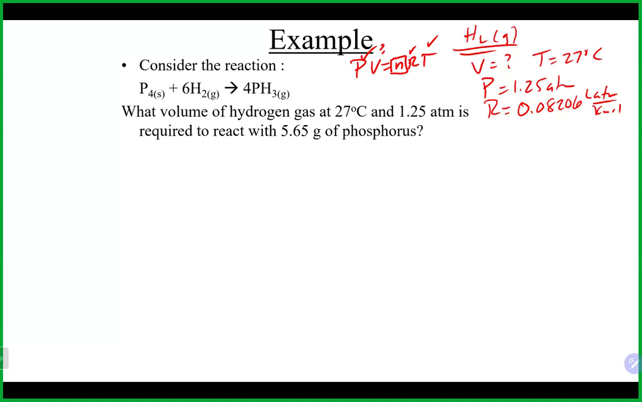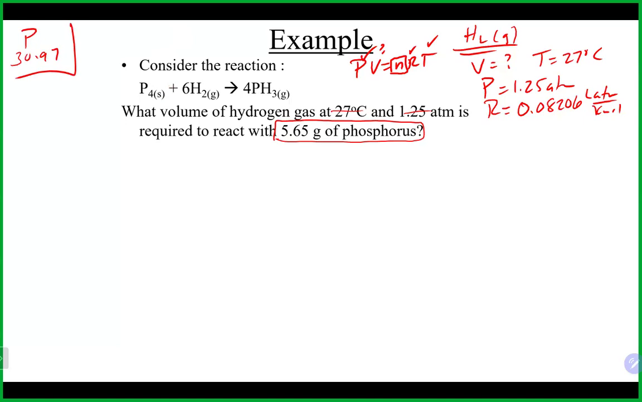We already used these guys, so the only other piece of information we have in this problem is the grams of phosphorus we're starting with. So we're going to do a basic stoichiometry problem here to figure out how many moles of hydrogen, so that we can then use the ideal gas law at the end of it. To do that, we would need phosphorus, 30.97 on the periodic table.